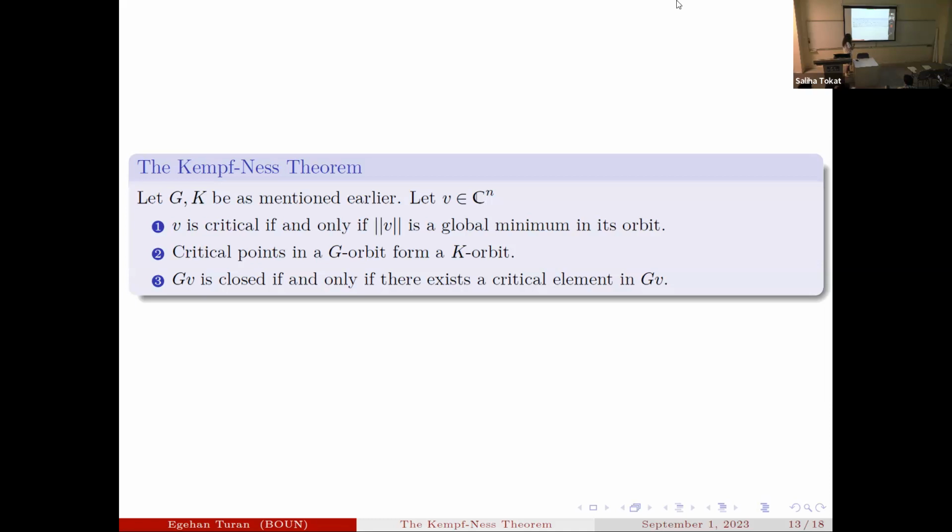So now I did 1, 2, and half of 3. In order to do the other way of the third statement, which states that if there exists a critical element in Gv, then Gv is closed. Okay, in order to prove that, I have to give you some more facts, and this is the interesting part of the proof.